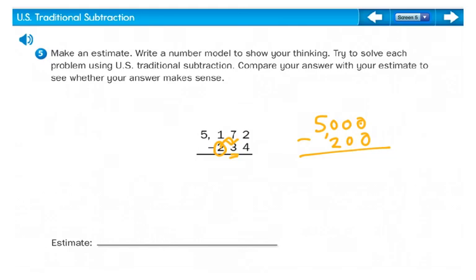0 minus 0 is 0. 0 minus 0 is 0. I cannot take 0 minus 2, so borrow from the 5 and make it a 4. Put those 10 in front of the 0 to make 10 minus 2 is 8. And bring your 4 straight down. Our answer should be close to 4,800. Now, pause the video and see if you can solve the next one on your own.